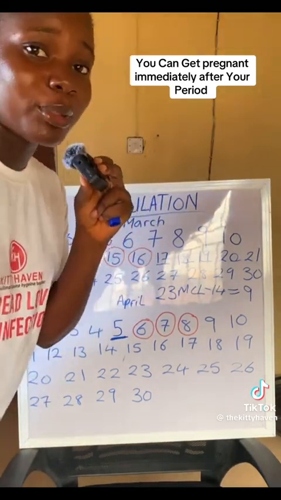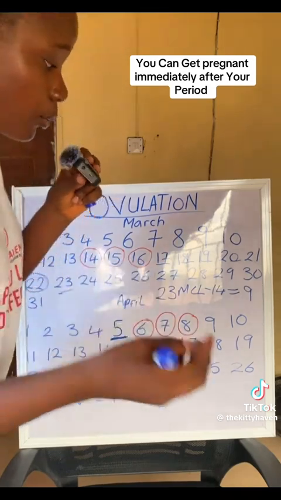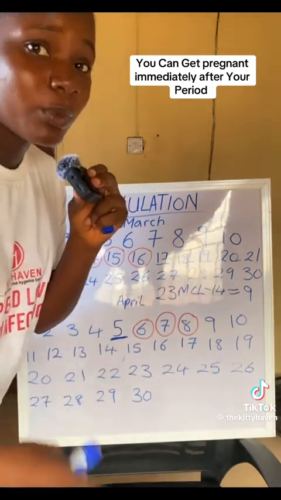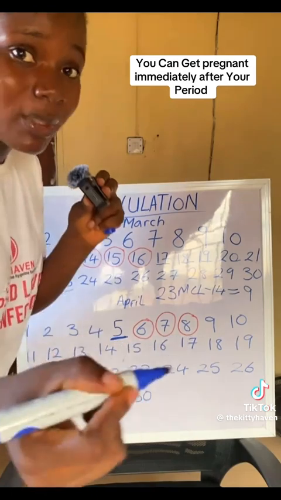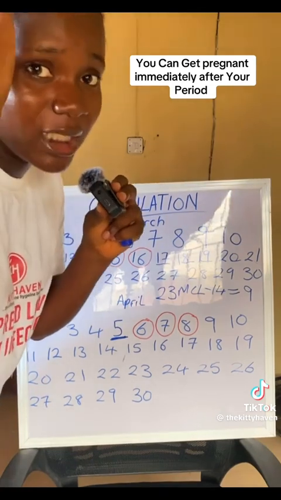So it is possible for you to get pregnant immediately after your period, and this is always common for people with short cycle. Moyo has a 23 days menstrual cycle length, which means she has a short cycle. Now it is even easy for Moyo to predict her next cycle, because she already knows that she has a 23 days menstrual cycle length.